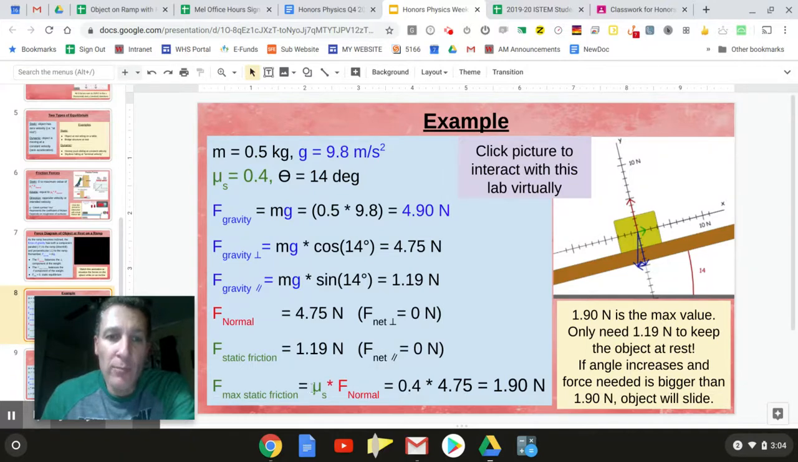Because remember, if you take mu sub s and multiply it by the normal, which is not exactly equal to the weight here, it's only 4.75 newtons, we can calculate that we have 1.9 newtons of available static frictional force. But we only need 1.19 to balance out the weight down the hill, so this thing's not going to budge. If we kept pitching the angle up more, even above 14 degrees, as long as we were under 1.9, this thing will not move. The moment we exceed 1.9, though, is when the object will start to slide down the hill.